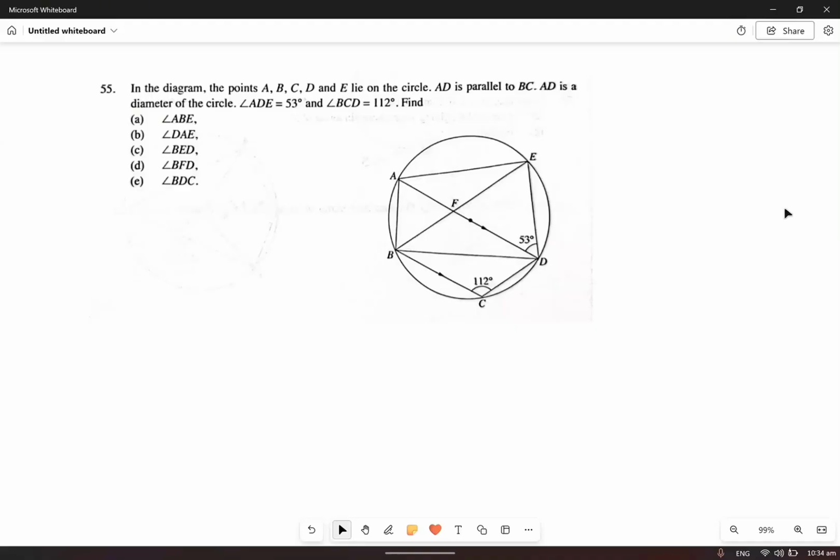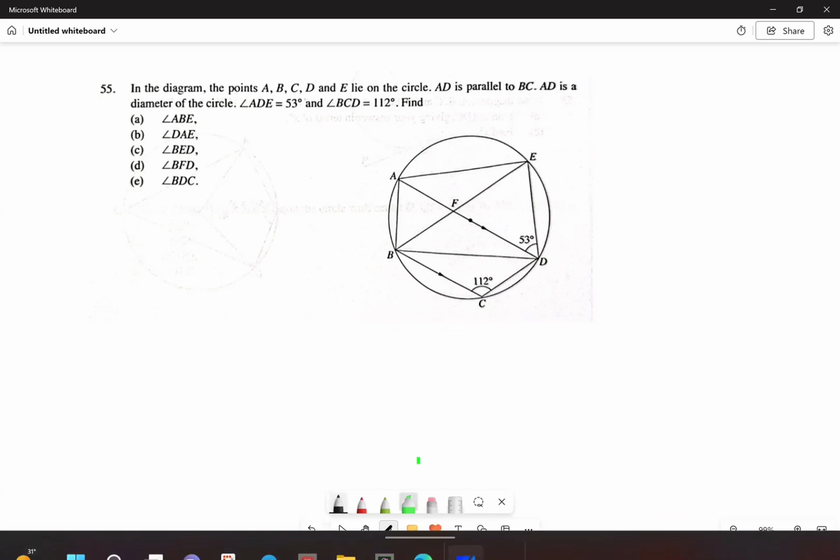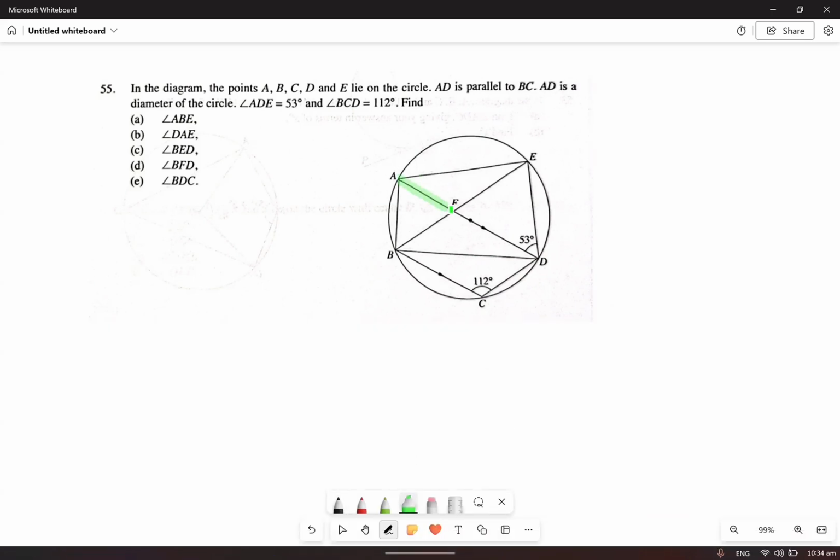Now, question 55. They say in the diagram, the points A, B, C, D, E. How many of you can see A, B, C, D, E? Well, you can see that this is a cyclic quadrilateral. Am I making sense or not making sense? Okay. All right. So then they say that AD is parallel to, very important point, right? AD is parallel to what? AD is parallel to BC, which is this two point, yeah?